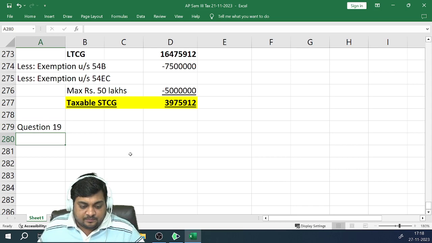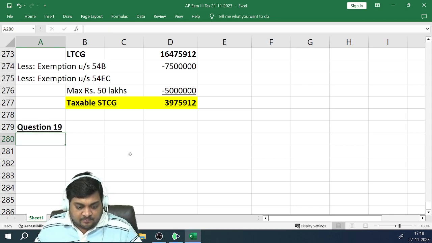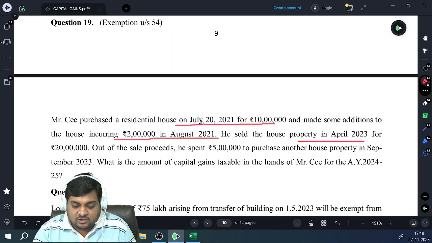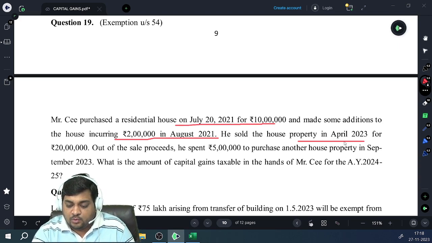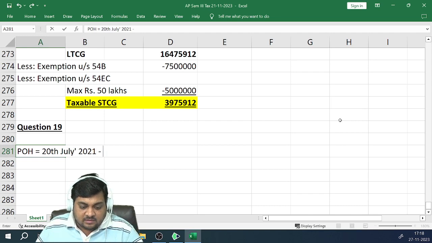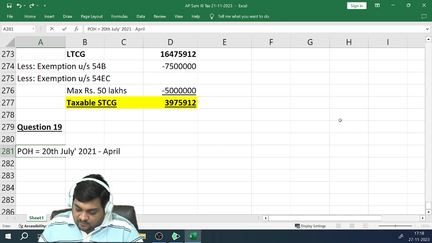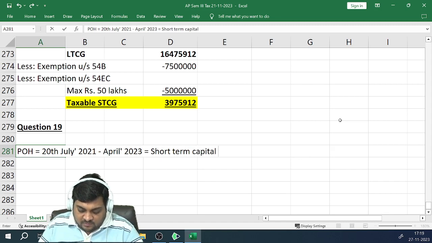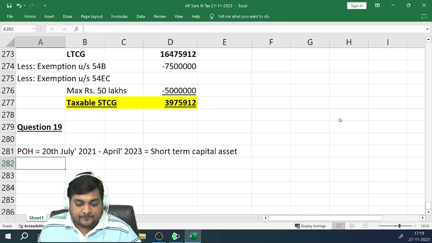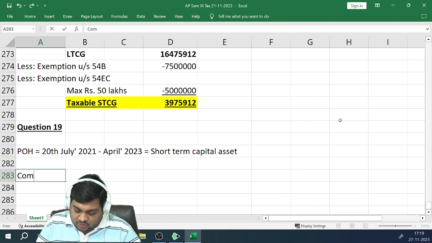Question 19. First, we will calculate the period of holding. That is 28th July 2021 to April 23. This is a short-term capital asset, right?